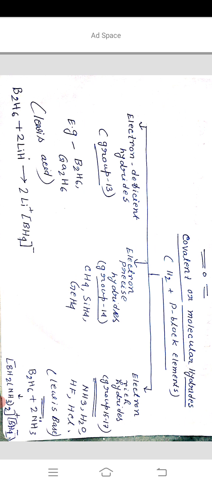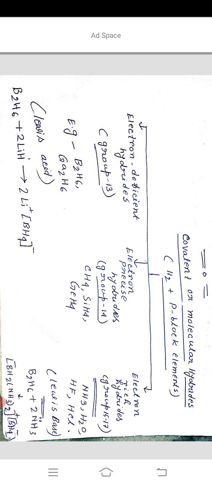Now this covalent or molecular hydride can be further classified into three categories according to their relative number of electrons and bonds present in their Lewis structure. What are the types? Electron deficient hydrides, electron precise hydrides, electron rich hydrides.